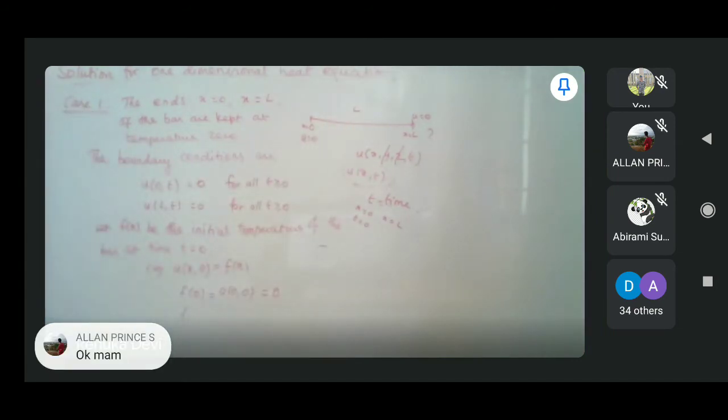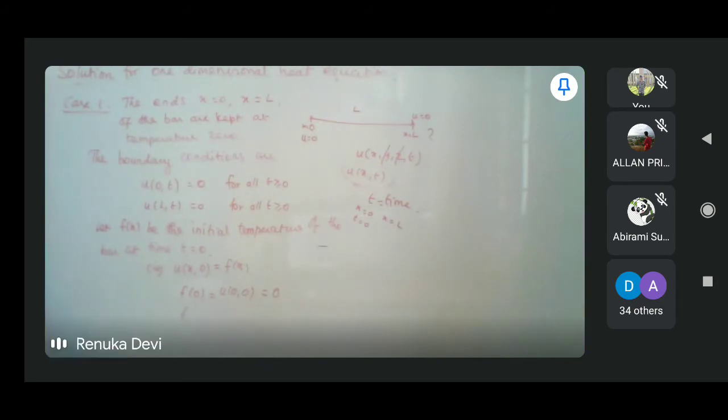So x cannot always be 0 when t equals 0. It depends on the person who takes the readings. Okay, what is your f of L? It will automatically come, because u of x comma 0 is f of x. When you take u of 0 comma t as 0, when I take x equal to 0, then also at t equal to 0, that also will be 0.